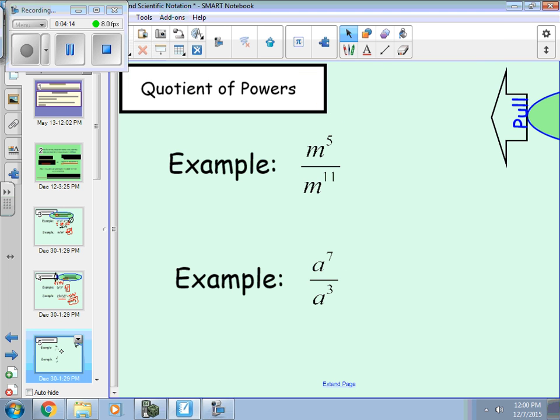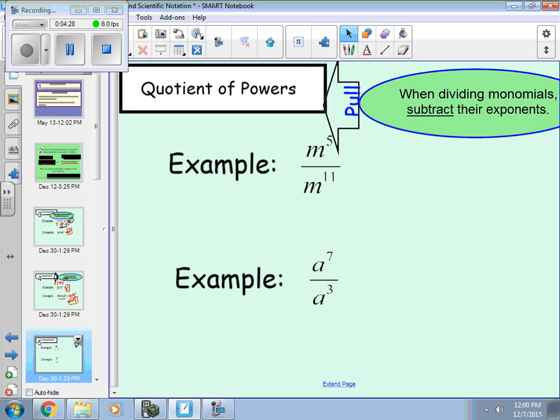Okay, another one is quotient of powers. Quotient means that you are dividing. So if we think back to what we just did a couple times ago when we did product of powers, if you multiply, you add. So it would make sense then that if we are dividing, that means we need to subtract the exponents. So on this first example here, we've got 11 and 5. If we subtract those, we're going to get m to the 6th power.